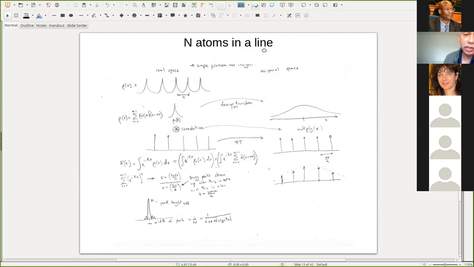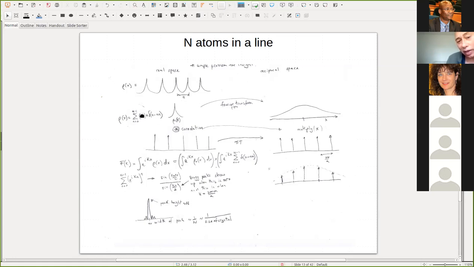We're going to do N atoms in a line, just because it's easy. So here are these atoms. They've got this form factor I was talking about. How do you calculate the diffraction from this object? Basically it is the form factor, and you can see I have an array of delta functions in there, perfectly spaced by a spacing A, which should remind you of what a crystalline lattice looks like.